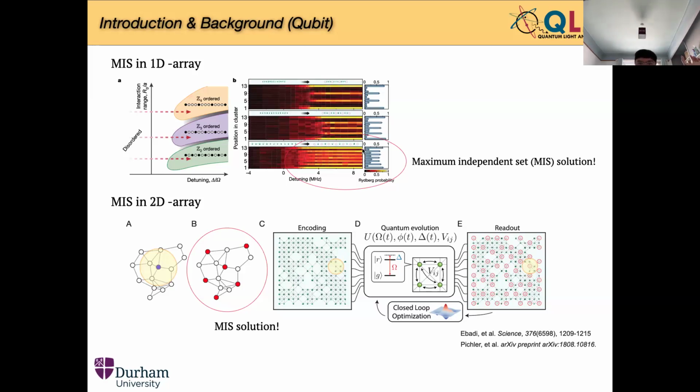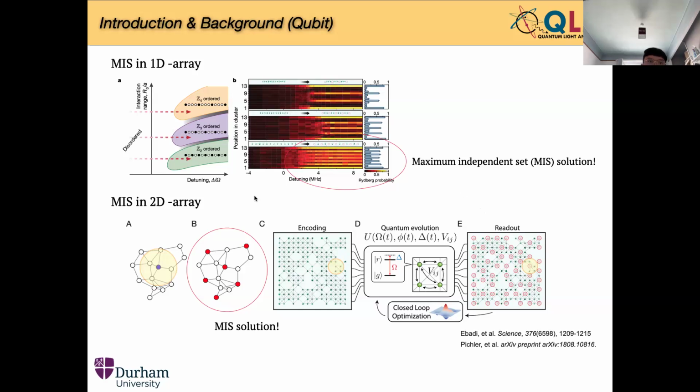This graph is only connected by the nearest neighboring atoms. So basically, each nearest neighboring atom is never excited in the same Rydberg state. So we call that the set of all Rydberg excited atoms here independent, because they are next-neighbor atoms, which are not connected by this interaction edge anymore. So this is why we call this Z2 state a solution of the maximum independent set.